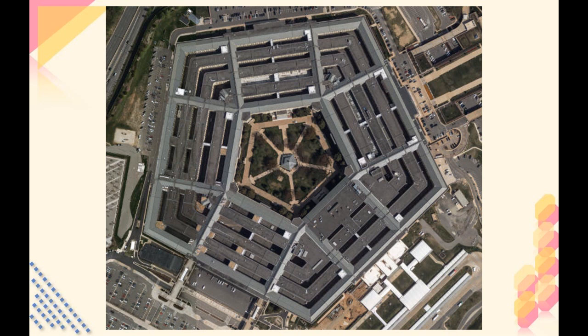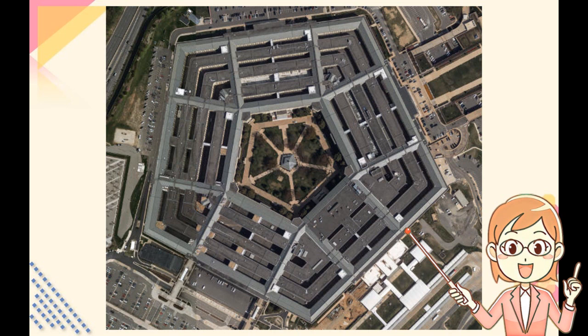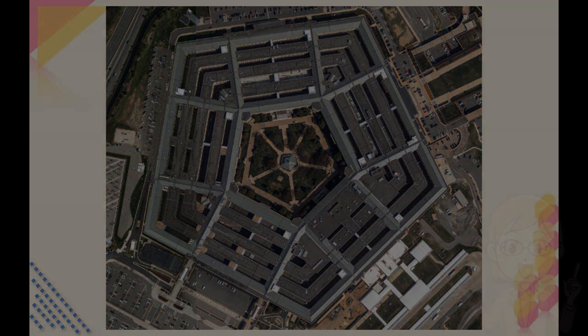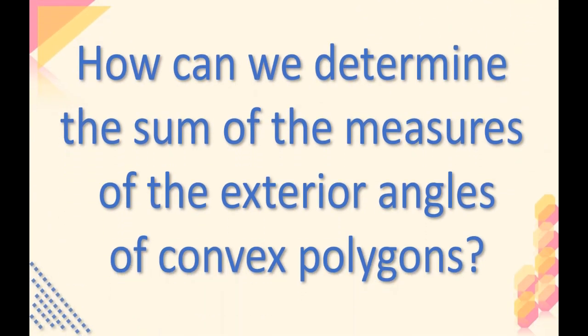How important is the sum of the interior angles of a pentagon in the construction of that building? The accuracy of the measurements of the interior angles of the pentagon determines the safety and stability of the construction of the building. So let's now move on to the next part of the lesson. How can we determine the sum of the measures of the exterior angles of convex polygons? Help me in determining that sum by having a recall of some lessons that we have previously learned.